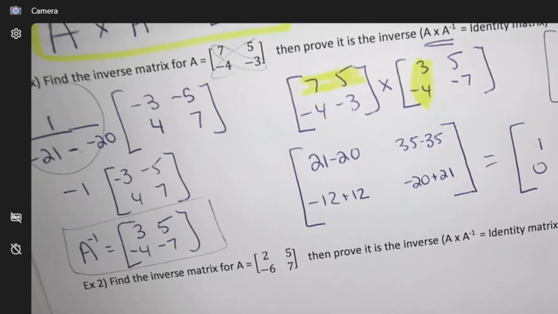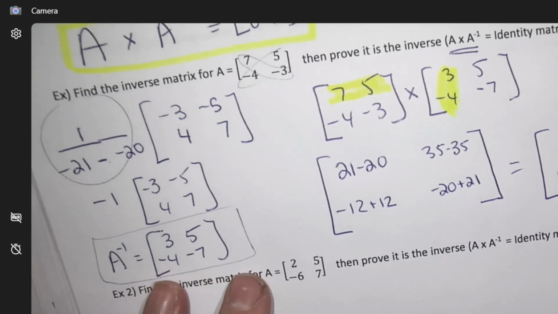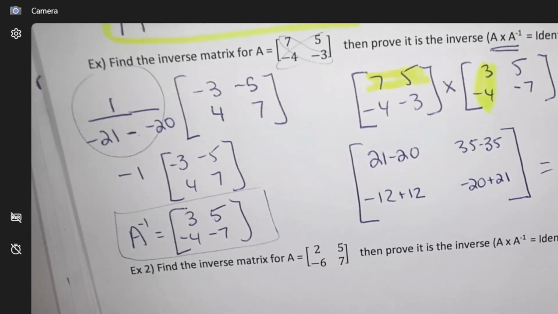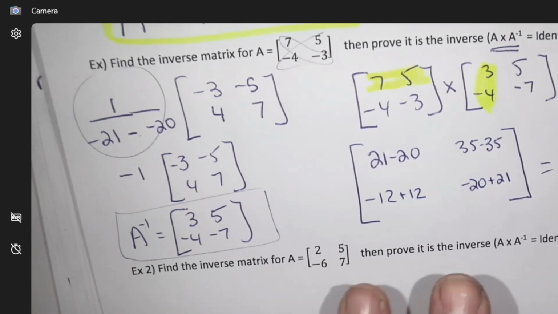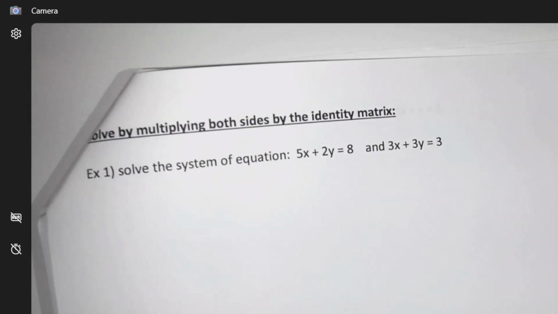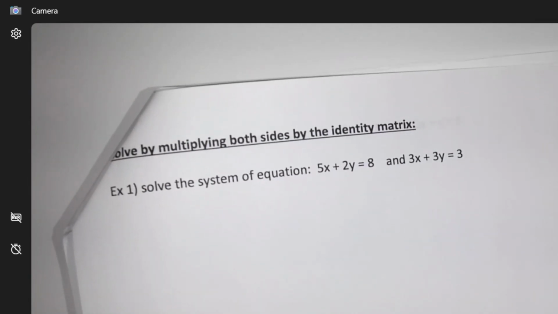So I showed you that any matrix times its inverse would be an identity. Okay, yay or nay to me doing the exact same thing? Nay? Okay, moving on. That other example was the exact same. Okay, we're going to solve this system using that method.